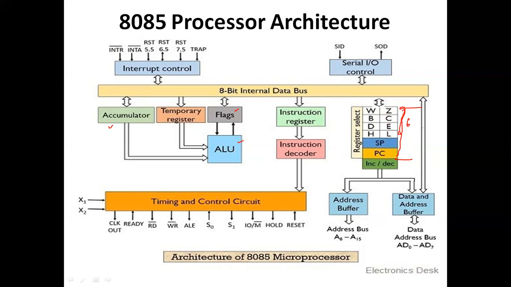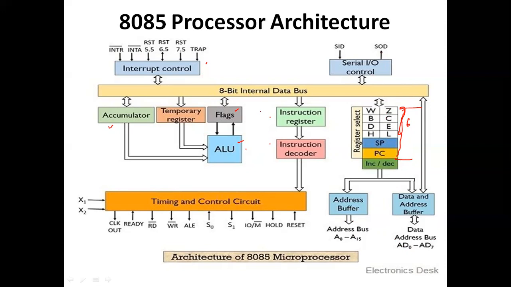We have the register section, the ALU section, and the interrupt control section, which is very important. We have the instruction register, decoder, and the control section to control everything: timing and control unit, address and data bus buffers, serial IO, and control section. These are the different functional parts available in the 8085 processor architecture, and they are very important.